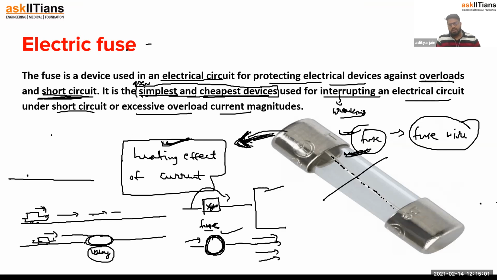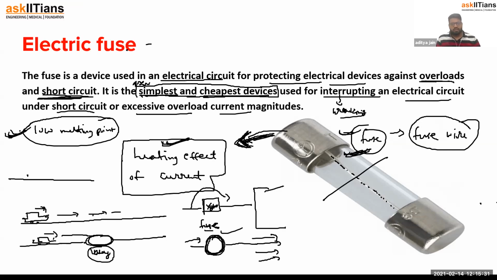Can I say the wire of fuse should have low melting point? Fuse wire should have low melting point. Why? Because if it has a high melting point, it will not melt easily. And you need to melt the fuse wire in case of excessive loading, so its melting point should be low so that it melts easily and breaks the circuit.